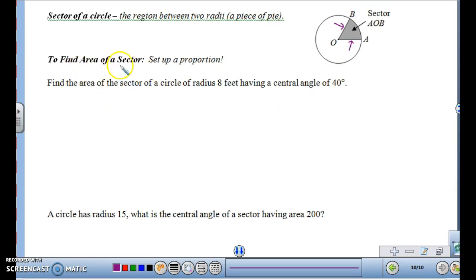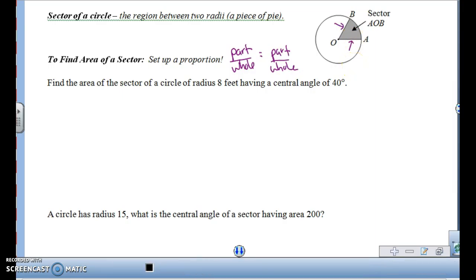All right, so to find area of a sector, we set up a proportion. Again, it's part to whole equals part to whole. So again, we're going to be comparing the angle that's cut off to the whole, but this time it's going to be a little different for the part if we're doing area. So let's take a look at that.